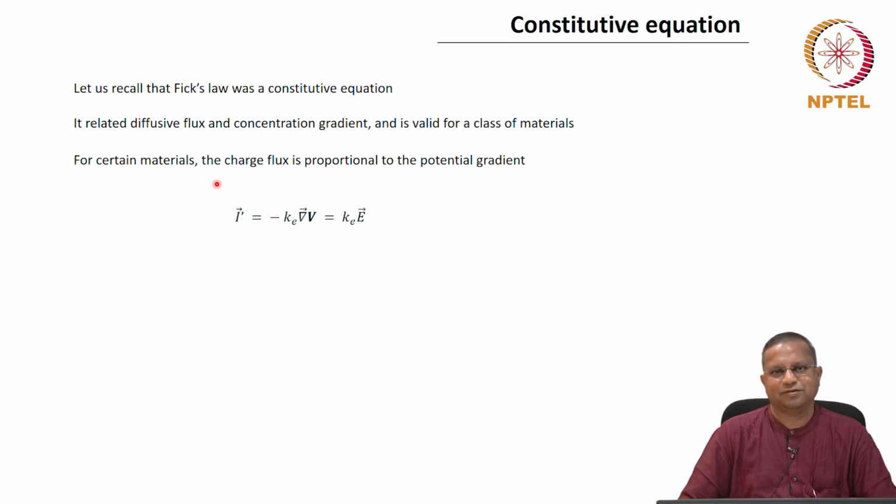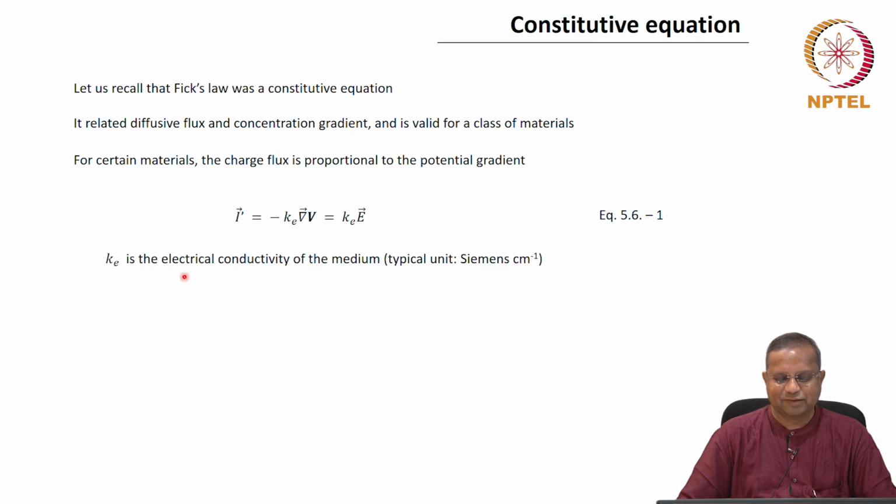You've already seen this many times. What is this? This is charge flux. What is this? This is conductivity. And this is potential gradient. So what does it remind you of? K is the electrical conductivity of the medium. Typical unit is Siemens per centimeter. It's a new unit, that's okay, you'll get used to it. Conductivity is given in this unit.